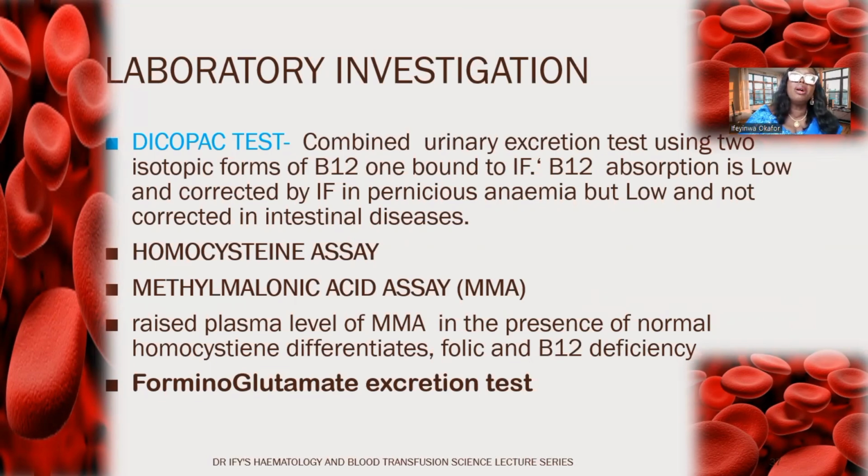Another one is what we call the homocysteine assay. The homocysteine assay can be done to diagnose both B12 and folate deficiency, because B12 and folate are needed in the conversion of homocysteine to methionine. So when there is deficiency of both B12 and folate, homocysteine accumulates in the system. When you do a homocysteine assay and it is elevated, you will suspect B12 and folate deficiency in megaloblastic anemia.